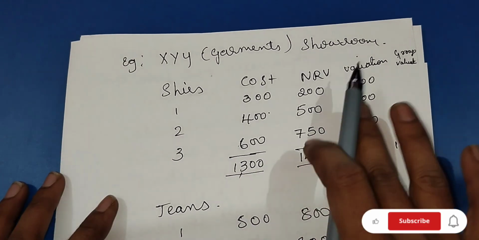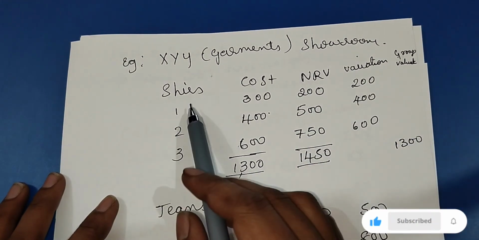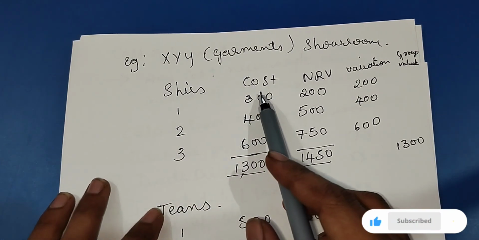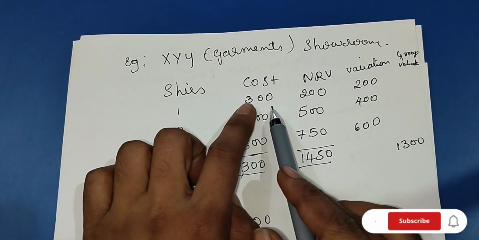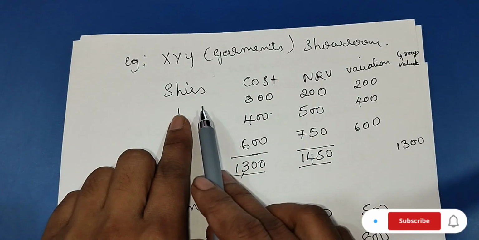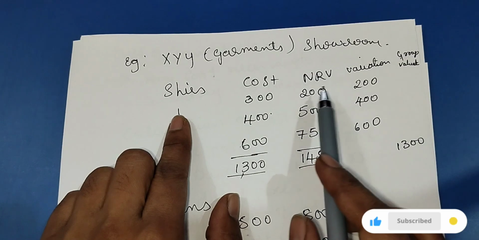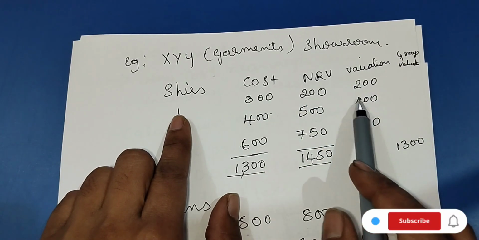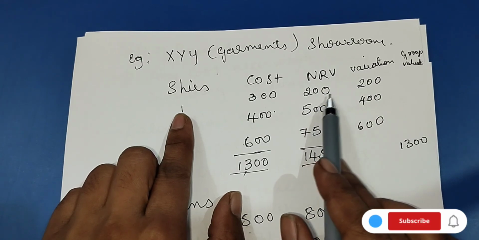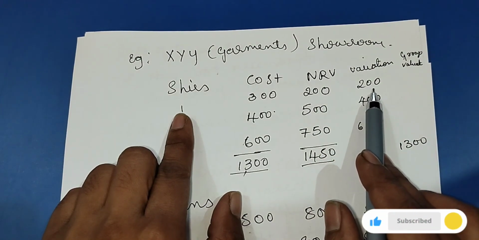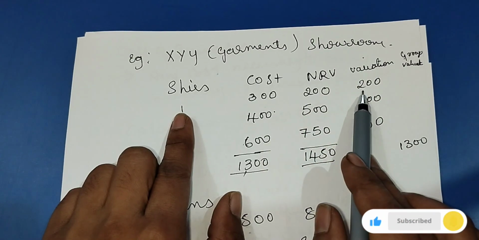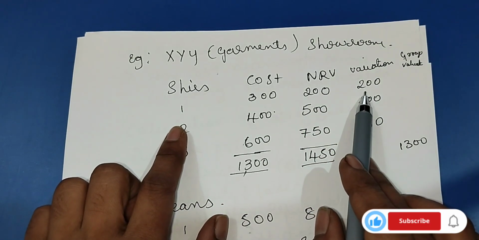So here XYZ garments, they have a showroom, they have different shirts. Okay, so here 1, 2, 3. The cost of shirt 1 is 300 and NRV is 200. So here I am comparing item by item. Valuation, we are measuring item by item. If I compare the cost and NRV, whichever is lower will be considered as the value. So comparing cost and NRV, NRV is lower. So I will consider NRV as the value.